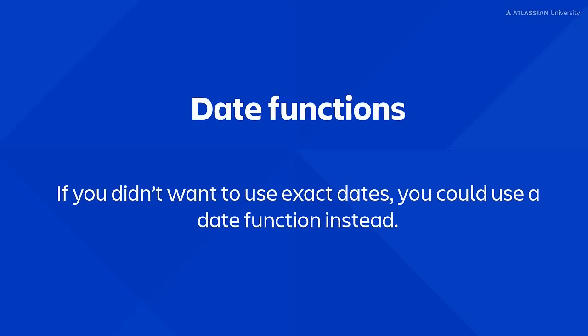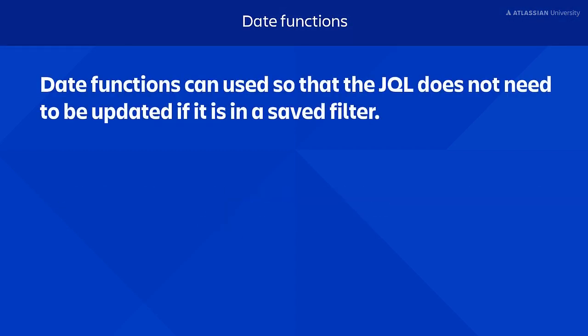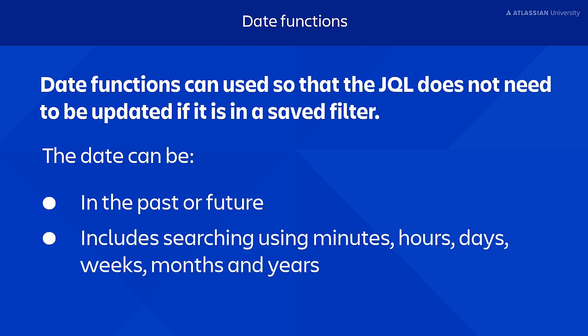If you did not want to use exact dates like this, you could use a date function instead. Date functions can be used so that the JQL does not need to be updated if it is in a saved filter. The date can be in the past or future, and includes searching using minutes, hours, days, weeks, months, and years, using the current date and time for calculation.